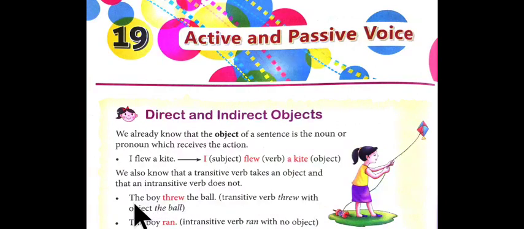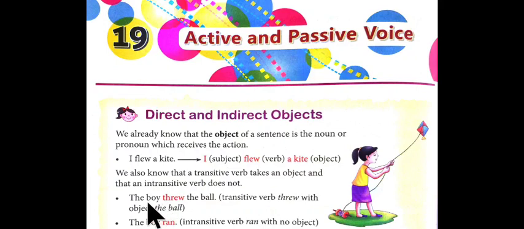For example, the boy threw the ball. So the boy is subject, threw is verb, and the ball here is object, because the ball is receiving action from the subject. Okay, so what is transitive verb, students? I think it is clear to you now. Transitive verb is a verb with an object.